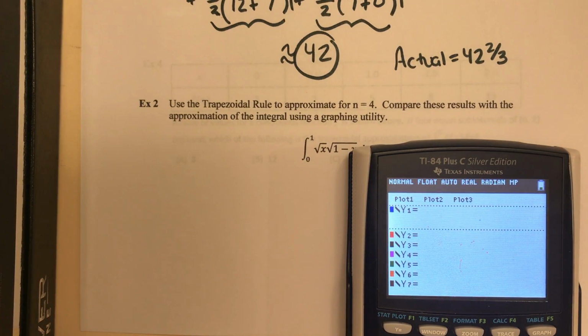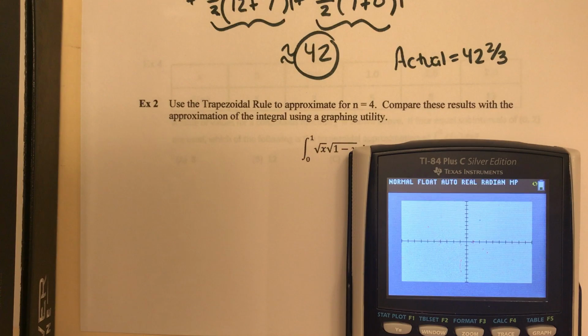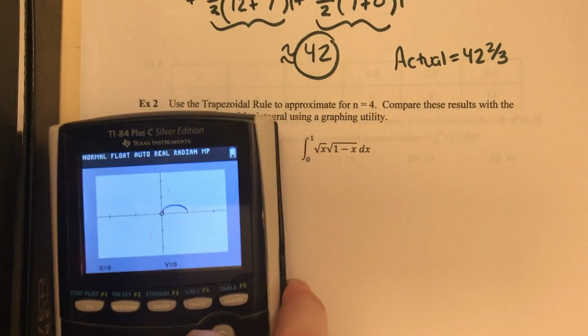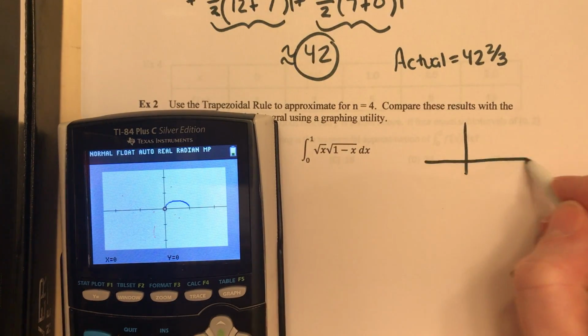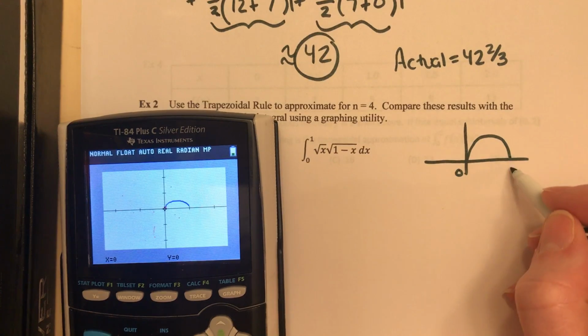We have the square root of x times the square root of 1 minus x. Okay, I'm going to zoom in a little bit because it's kind of hard to see. It looks like it's a half circle. Yep. So I'm going to sketch a little graph of that over here from 0 to 1.